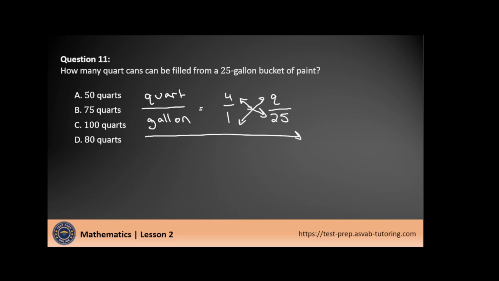We're going to cross multiply. 4 times 25 equals 1 times Q. 4 times 25 equals 100. 1 Q is just Q, so the answer is 100 quarts.